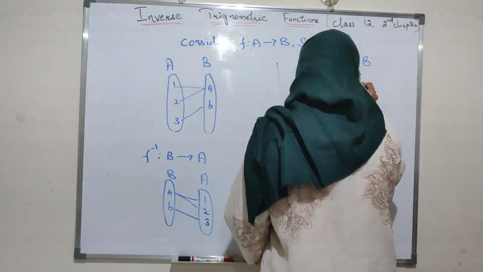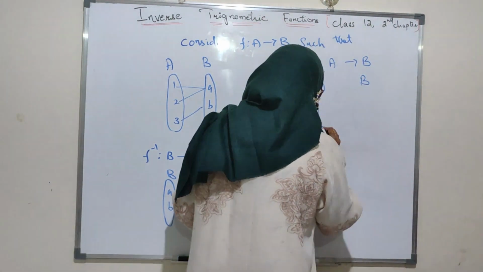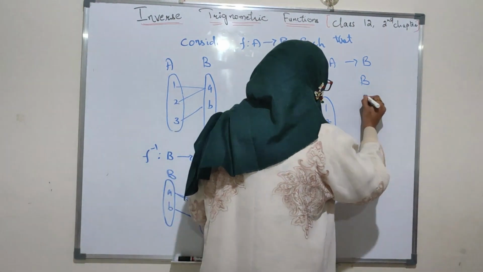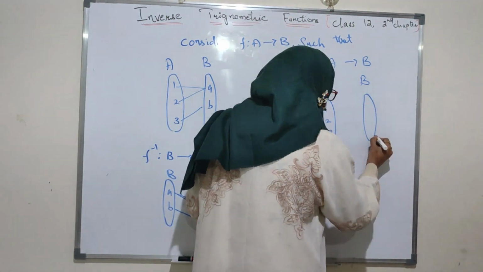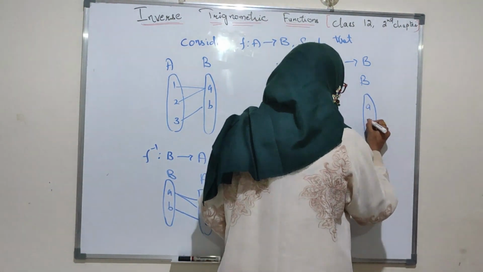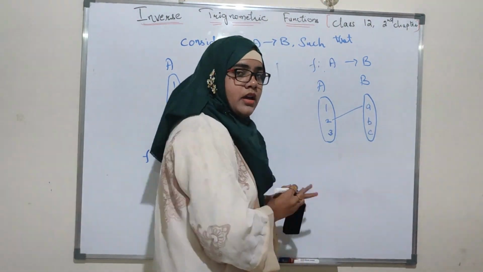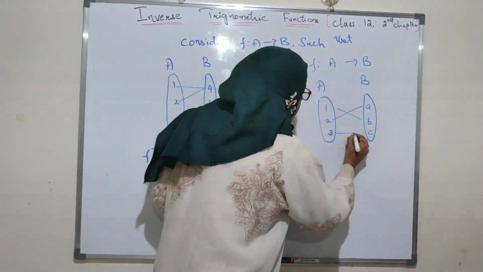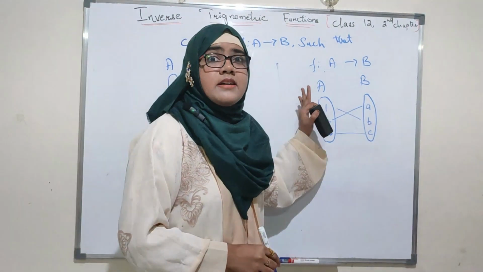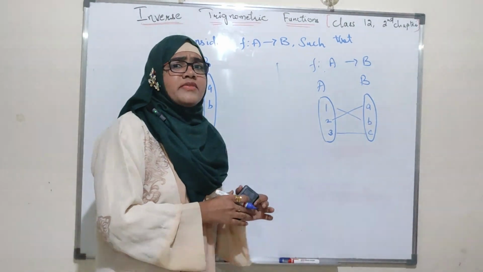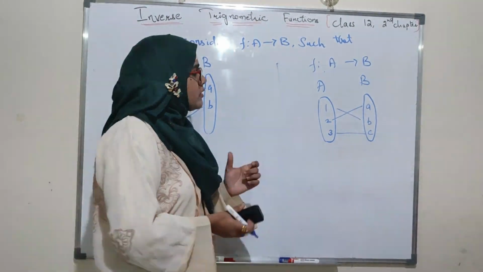Consider two sets A and B. Here, 1, 2, 3 and A, B, C. 2 is connected to A, 1 is connected to B, and 3 is connected to C. It is a function. Now we have to check whether it is one-one and onto, whether it satisfies the condition for one-one and onto or not.